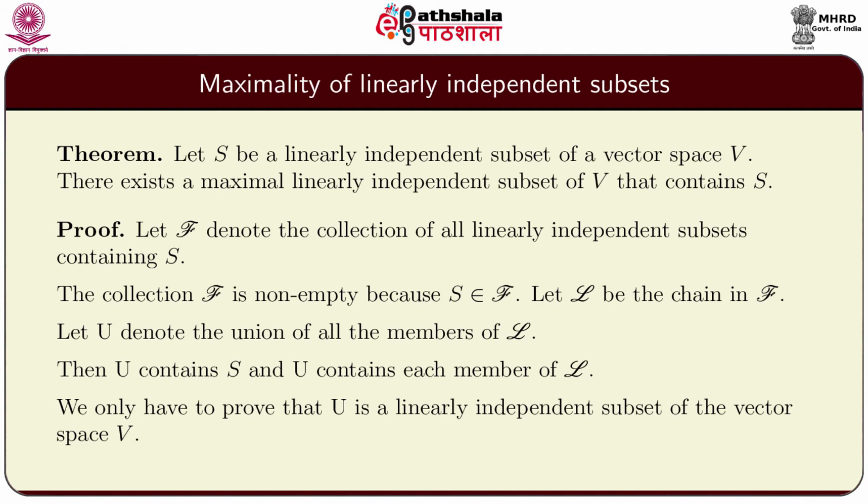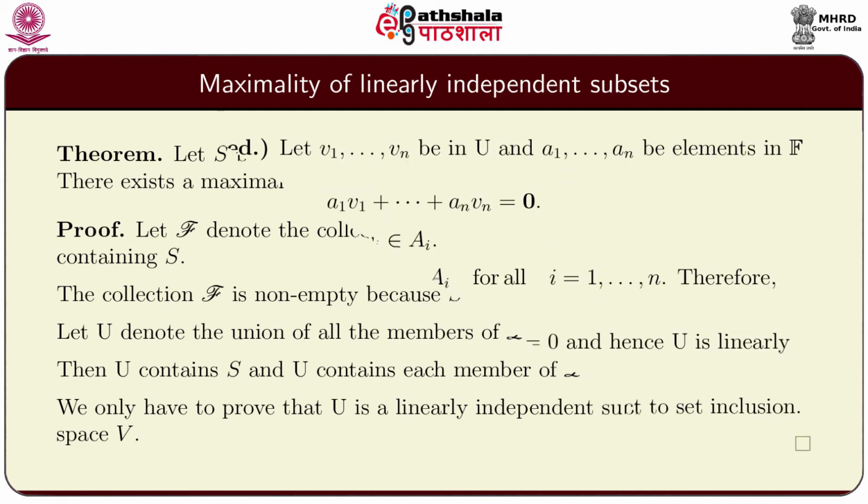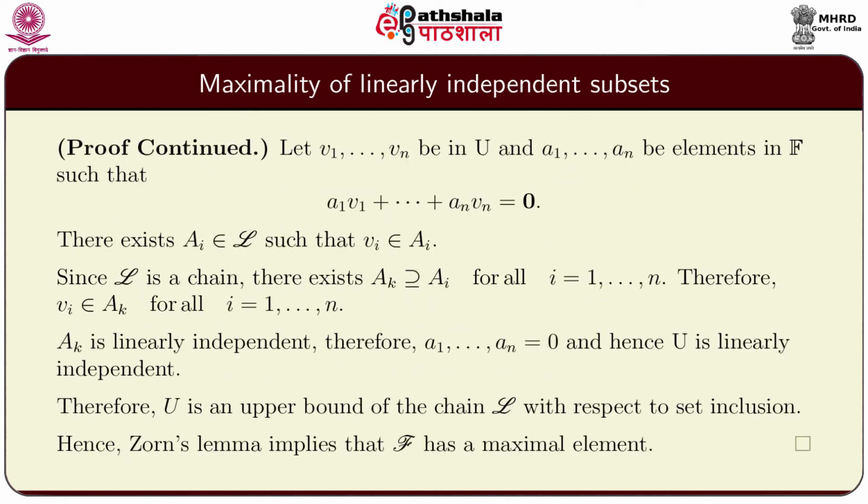Now, to show that U belongs to the collection F, we have to prove that U is a linearly independent subset of the vector space V. How do we do that? Take any finitely many vectors v1, v2, ..., vn in U and scalars a1, a2, ..., an from the field F, and suppose that the linear combination a1 v1 + a2 v2 + ... + an vn is equal to 0. To show that v1, v2, ..., vn are linearly independent, we have to prove that the scalars a1, a2, ..., an are all 0.